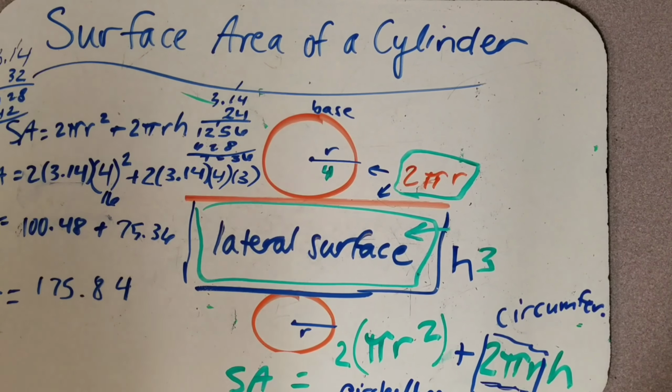If you're still confused, they do pretty much the exact same thing that I did in your book on page 370, and they show you the net, and they show you the formula and all of that. So if you get confused or if you get stuck, go there, and they'll give you some more examples, okay?